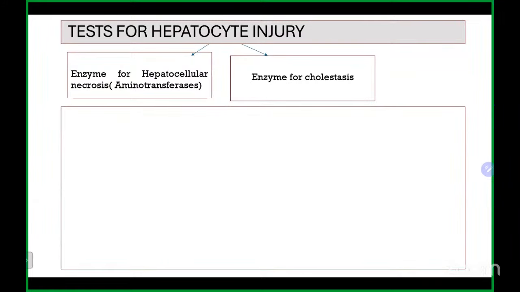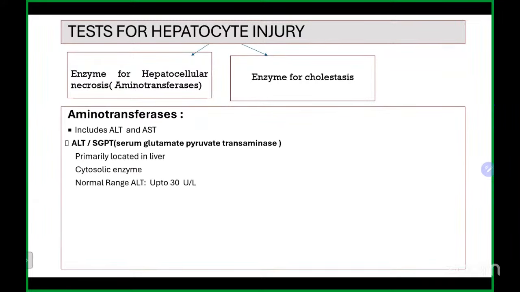The next subheading is hepatocyte injury. That means whenever hepatic cells are lysed. The moment they are lysed, the enzymes in them are poured out into the blood, leading to a rise in ALT and AST, which are nothing but the liver enzymes.